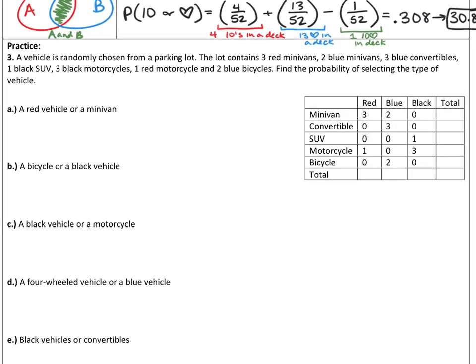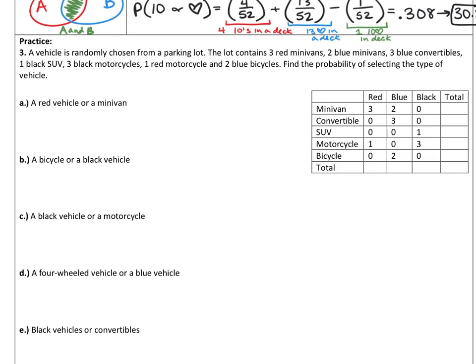Okay. Number 3, we're leaving the cards behind. We have a whole new set of data here. In fact, it's in a two-way table. It says a vehicle is randomly chosen from a parking lot. The lot contains 3 red minivans, 2 blue minivans, and 3 blue convertibles, 1 black SUV, 3 black motorcycles, 1 red motorcycle, and 2 blue little bicycles. Not motorcycles, bicycles. Find the probability of selecting each type of vehicle.